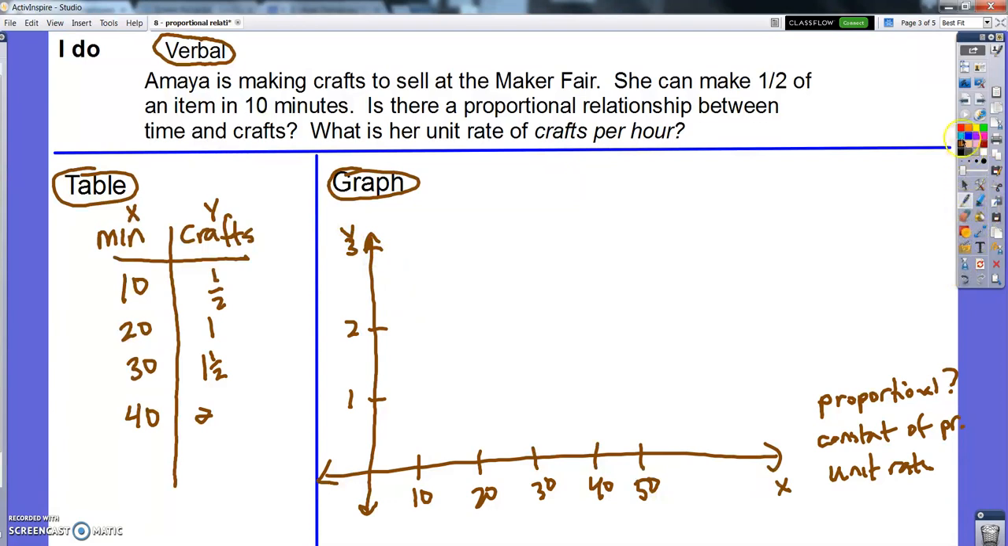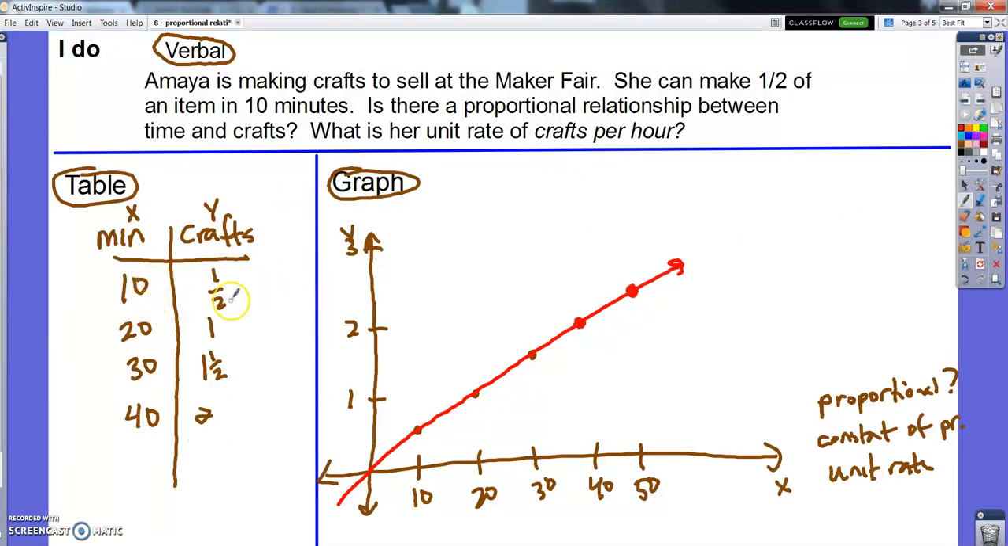And so according to my table, 10 minutes, half a craft, 20 minutes, 1 craft, 30 minutes, 1.5 crafts, and so on and so forth. I could keep going, but I don't have to, because my graph will show me. I can extend that out. And from there, I can find 40 minutes, 2 crafts is on there, 50 minutes, 2.5 is on there, and I can keep going on and on forever. All right. So is there a proportional relationship between time and craft?